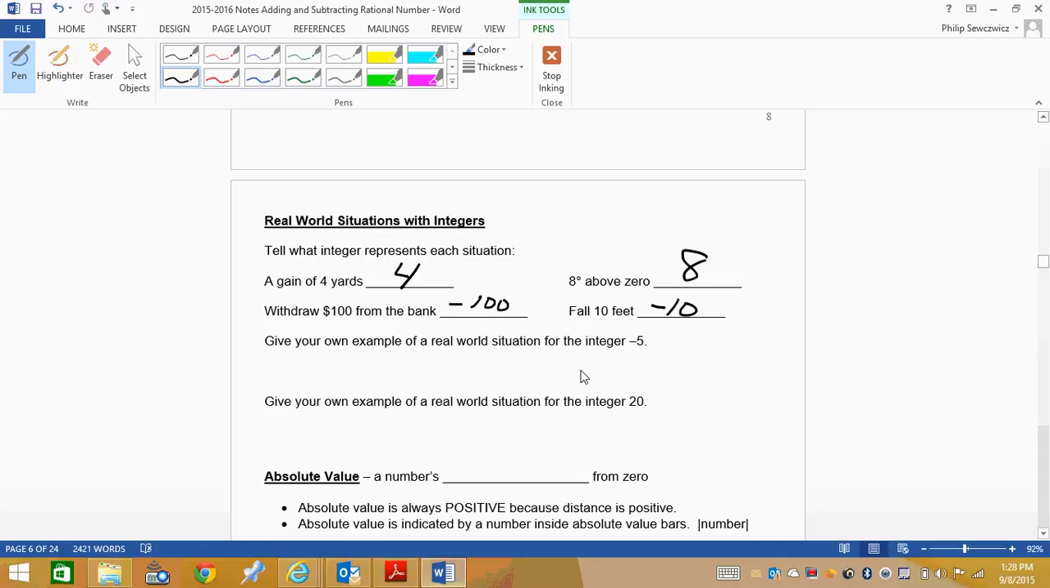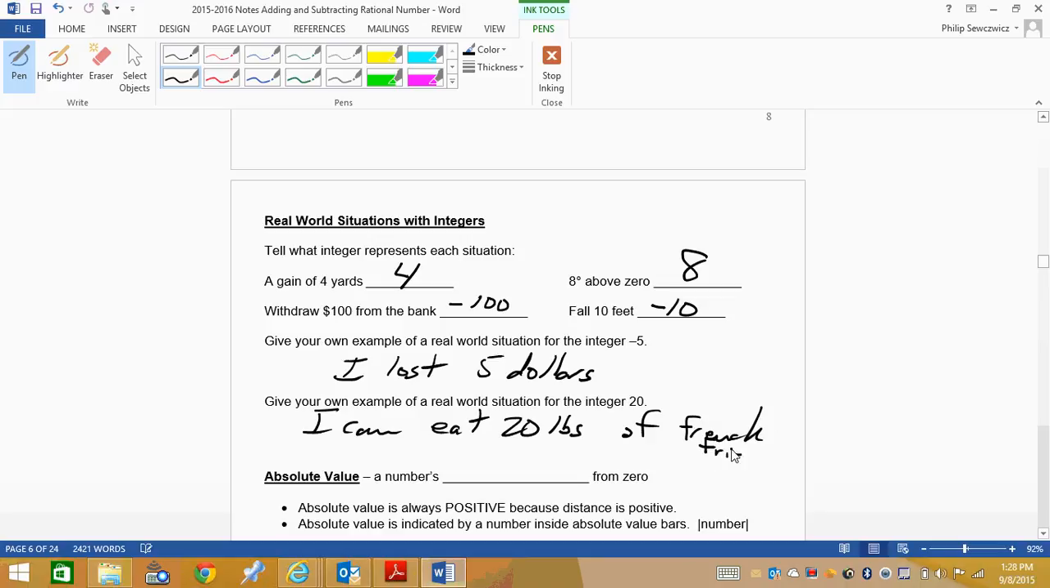An example, a real world situation. I lost $5. All right, there we go. Negative 5, taken away there. In the real world, using the number 20, I can eat 20 pounds of, what are you eating 20 pounds of? I hope nothing, all right? I can eat 20 pounds of, let's say French fries. All right, just for the sake of it there. The main thing is it's a positive amount.